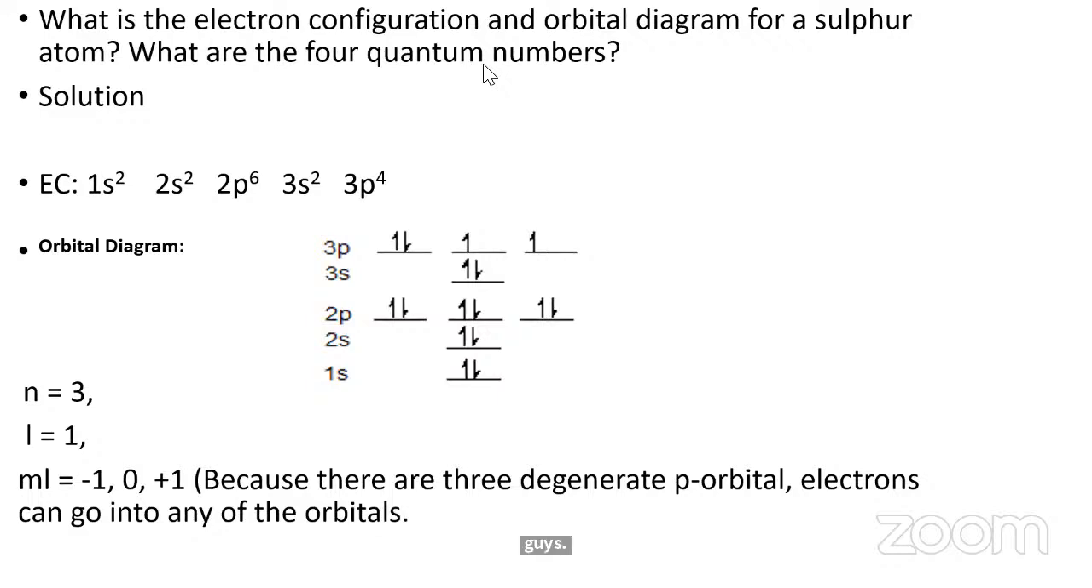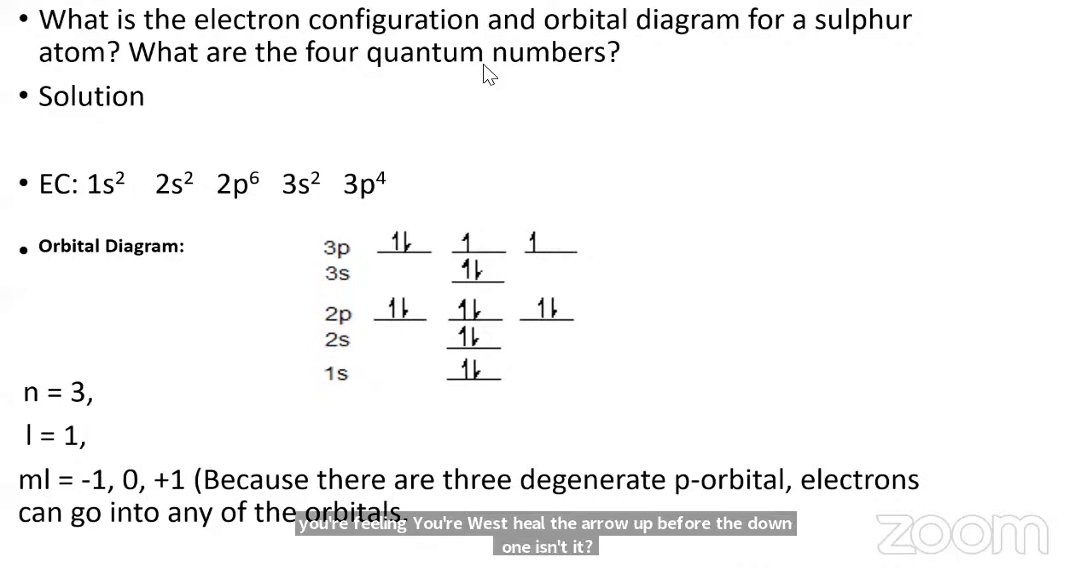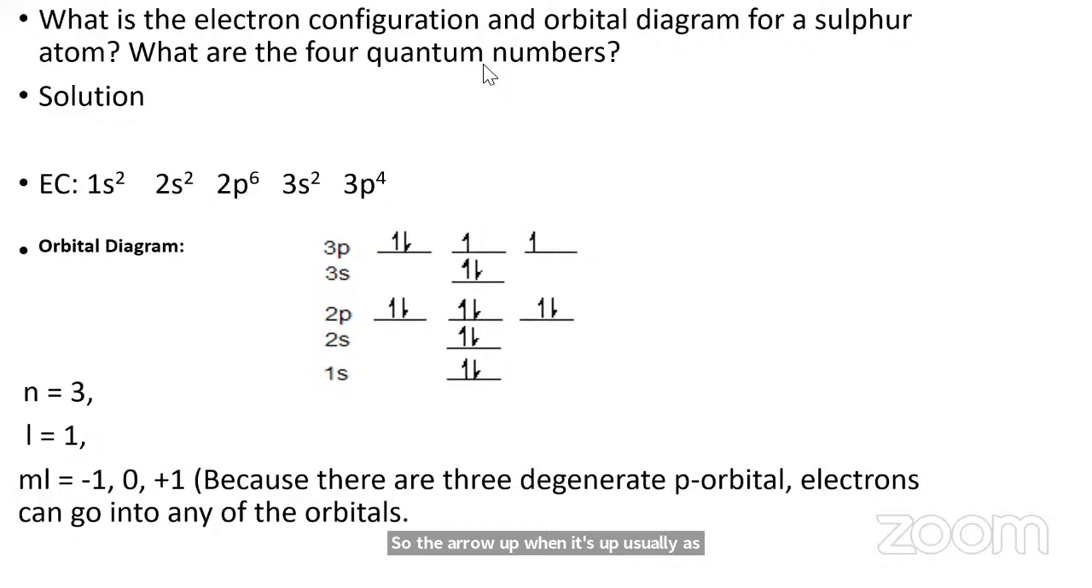Ma, how will you know if MS is to be +half or -half? Now, when we say +half, we are actually talking about a spin that is up. A spin up is assigned +half, and a spin down is assigned -half. Usually when you're filling, you always fill the arrow up before the down one, isn't it? So the arrow up usually signifies +half. And when the spin is down, we say it is -half.